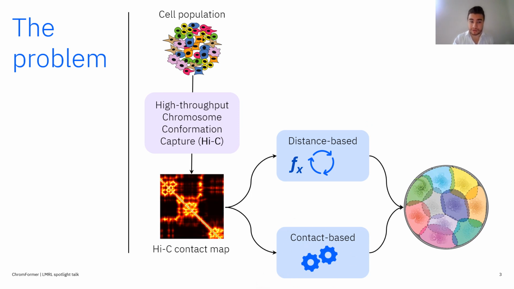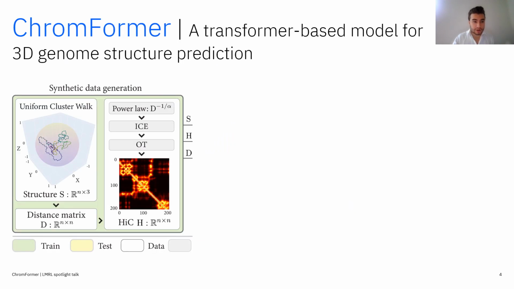Contact-based methods directly map the interaction frequencies to an output structure by assuming that the lower dimensional structure is embedded in the higher dimensional Hi-C. However, contact-based methods' architecture is not designed to generate encodings resembling 3D structures. As existing methods are unsupervised and limited by underlying assumptions, I here present ChromFormer.